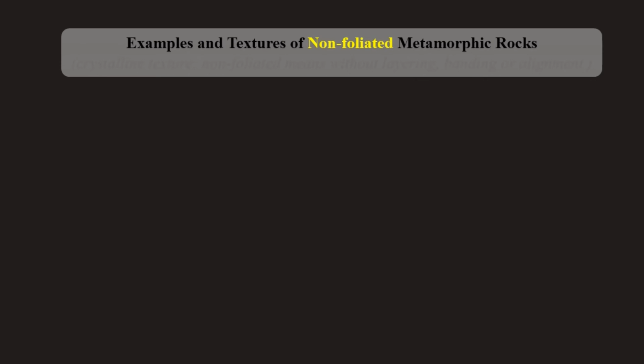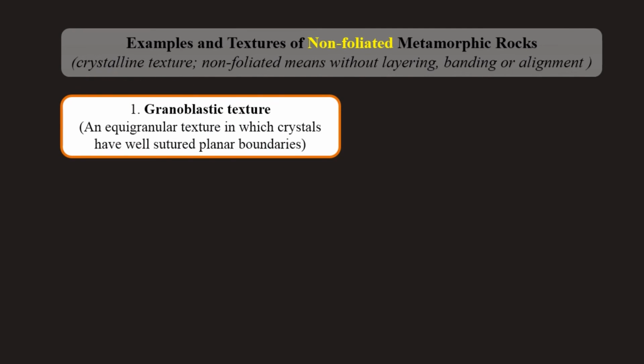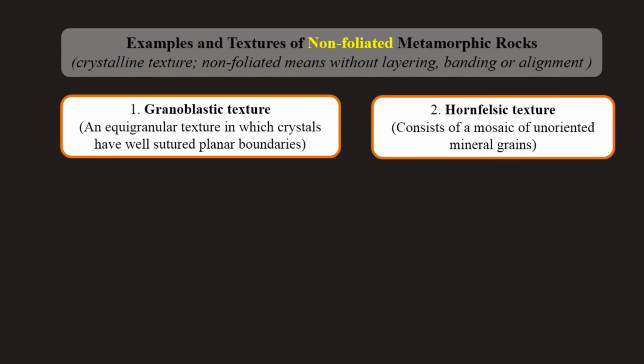Now let's talk about non-foliated metamorphic rocks. This type of metamorphic rocks exhibit a crystalline texture but non-foliated, meaning they don't have any layering, banding, or alignment. Non-foliated metamorphic rocks may exhibit a granoblastic texture and a hornfels-like texture. When we say granoblastic texture, this is an equigranular texture in which crystals have well-sutured planar boundaries.